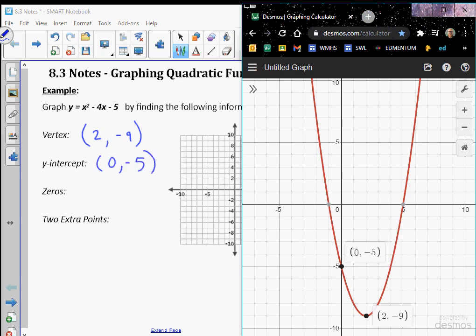Next, I'm going to do the zeros. And remember, zeros are the same as roots, solutions, and x-intercepts. So if we're looking for our zeros, we're really looking for the x-intercepts, which is where it crosses the x-axis. In this case, we have two. We have one here at (5, 0), and we've got another one over here at (-1, 0). Let me unclick these here. So these are the two zeros, and I'm going to copy both of those down.